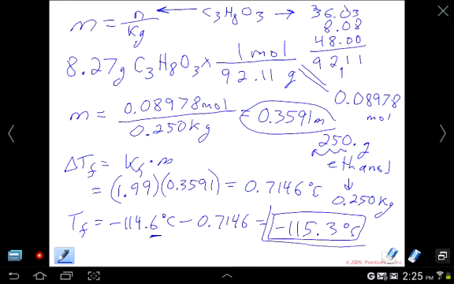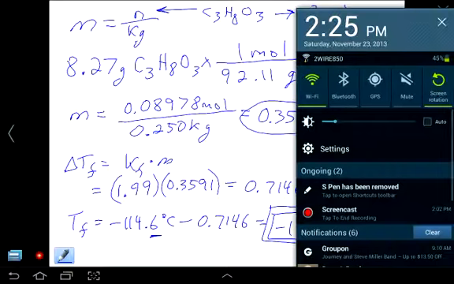And this then is our final answer. Again, it took a little bit to get there, but we're finally there. So this will conclude lesson 3 of chapter 13.